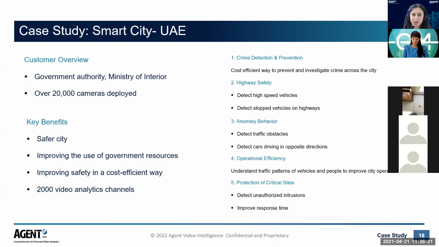The next is looking at anomaly behavior, where we might be looking at traffic obstacles or detecting cars that are moving in opposite directions. That, of course, can be a significant safety hazard. Then there's the operational efficiency. As we talked about with the business intelligence, understanding traffic patterns of vehicles and people to improve that operation. And then, of course, protection of critical sites. I think that goes without saying, that always has to come into the setup, especially when you're looking across a city, that we're protecting our sensitive sites from ingoing and outgoing threats.